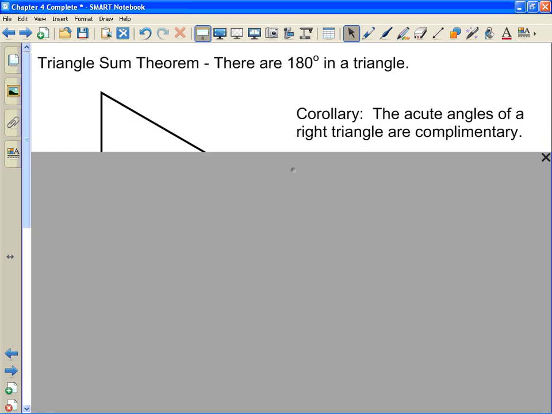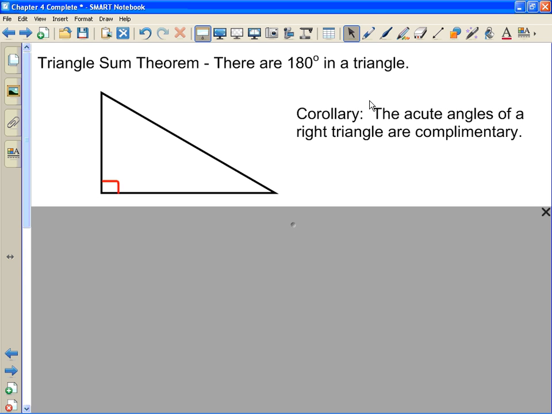Okay, so our first corollary: the acute angles of a right triangle are complementary. So just knowing that there's 180 total degrees in a triangle, if I have a right triangle, this angle is taking up 90 of them, meaning these two angles that are left over, the two acute angles, are going to have to be complementary. They're going to have to add up to 90 degrees. So that's how corollaries work. It's something that flows logically from one theorem.